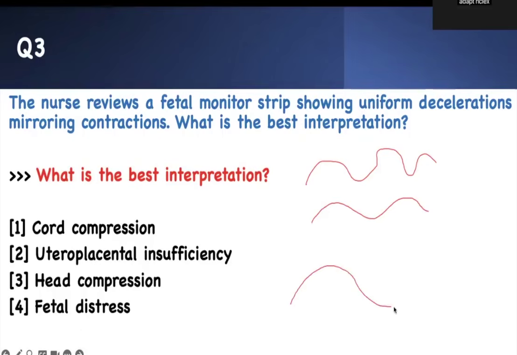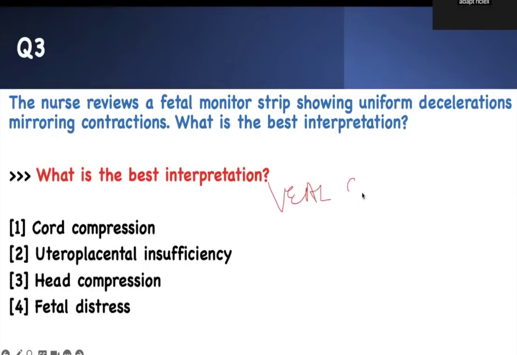If this mommy contracts, the baby also has what? Deceleration, following exactly what the mommy is doing. If mommy contracts, the baby's heart rate comes down right away and goes down. As soon as mommy contracts, the baby's heart rate is going to go down. That's why I call it uniform deceleration, mirroring contraction. This is what we call early deceleration. And therefore, what will you do?